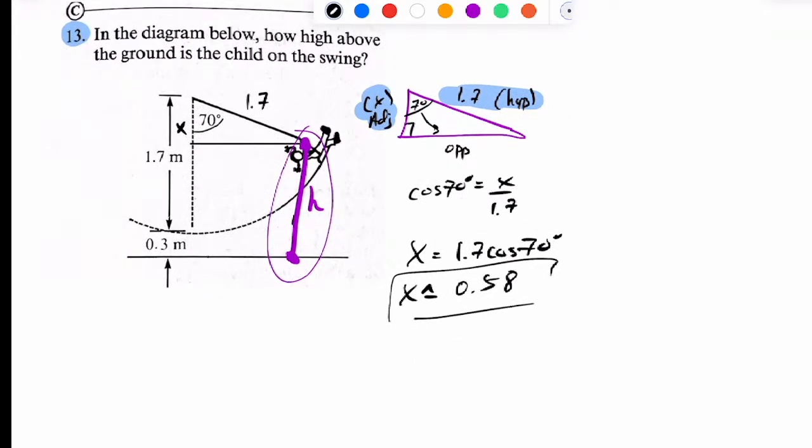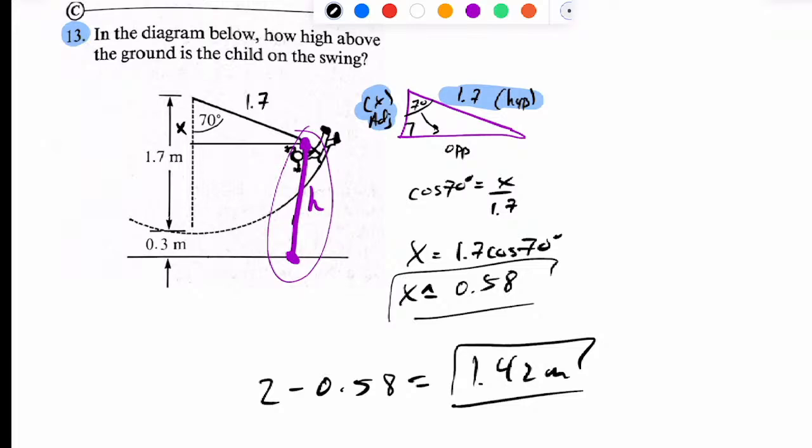This isn't done here. This is not done yet. The 0.58 is the x. So my answer, the distance to the ground, is 2 minus 0.58, right? Because you've got to subtract those. So that'll be 1.42 meters if you subtract those two numbers.